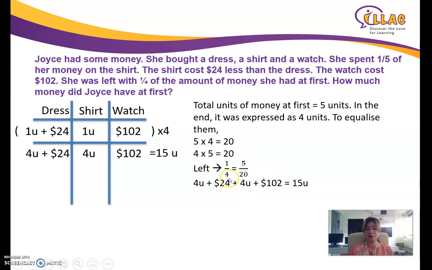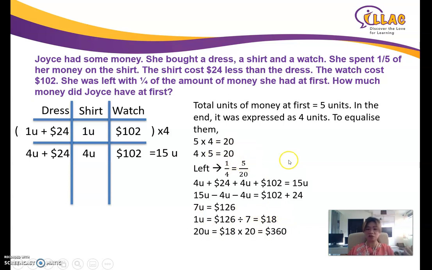Okay, but usually we write units on the right hand side, so I'll just rewrite it for you this way. And you get 7u equals to 126. Okay, so if 7u is 126, what is 1 unit? Straight away you get 18. How many units do I have? 20. So 20 times 18, final answer, $360.